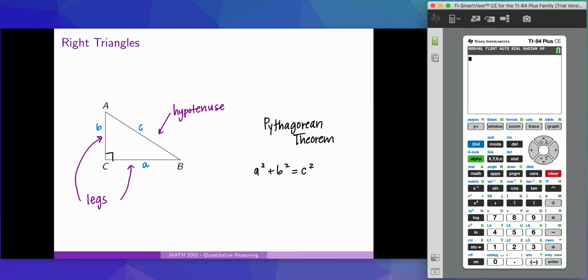It also says that if you have some triangle where that holds, where you take one side and square it, add another side and square it, and you get the third side squared, then you have a right triangle. So this Pythagorean theorem is helpful for us when we want to relate the sides of a right triangle together.